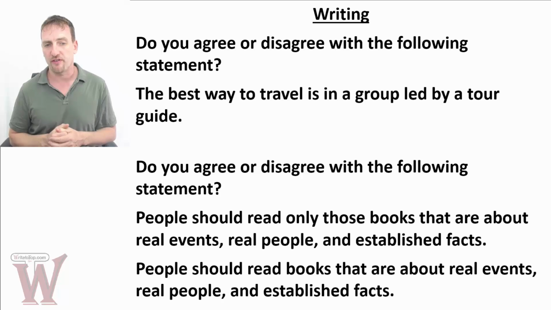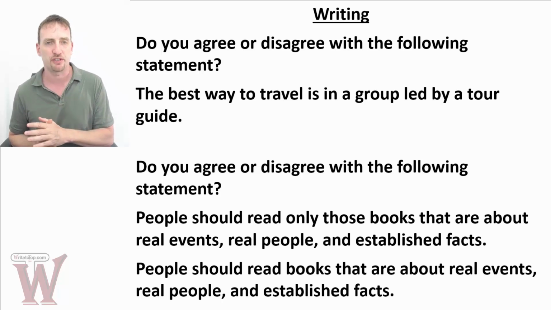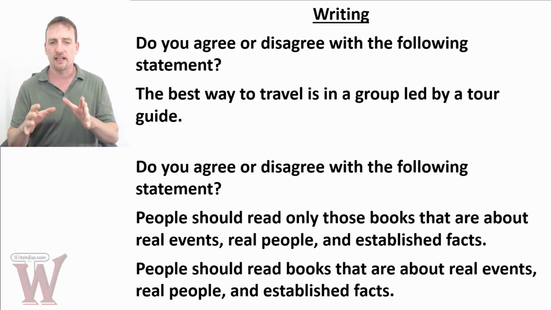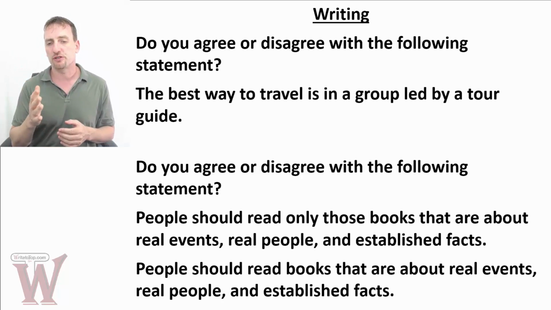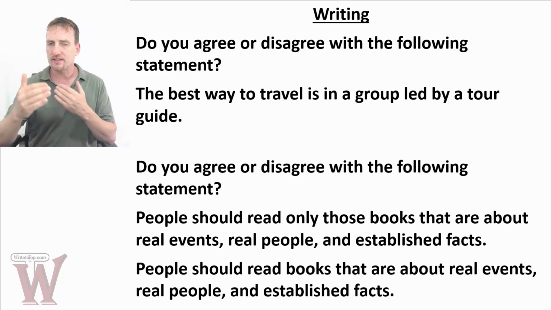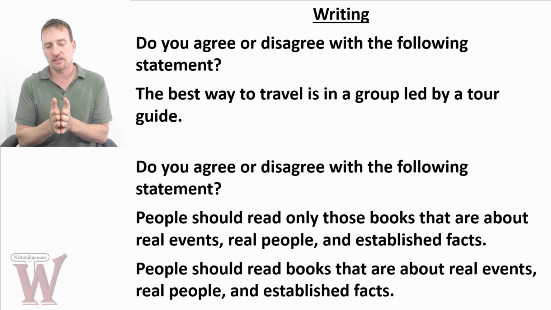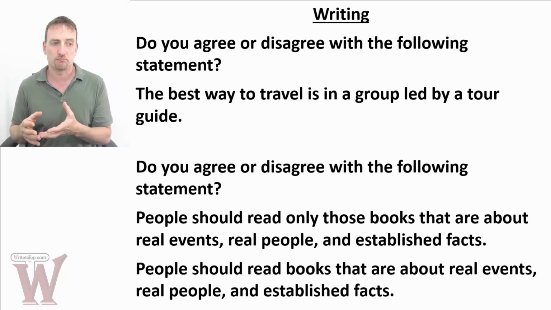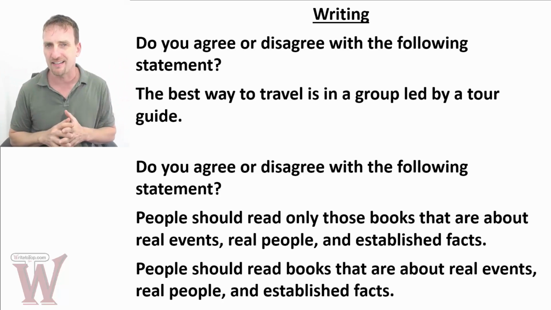Do you agree or disagree with the following statement? People should read only those books that are about real events, real people, and established facts. Now, before I get into that, I rewrote this question and I took out the word only. People should read books that are about real events, real people, and established facts. What's the difference between these two statements? In the second one, you're saying people should read these types of books. Yeah, okay, they should. They should read these types, they should read all kinds of books about all kinds of things.